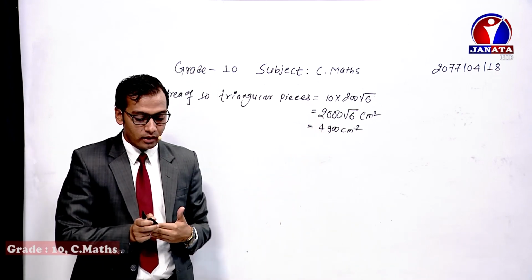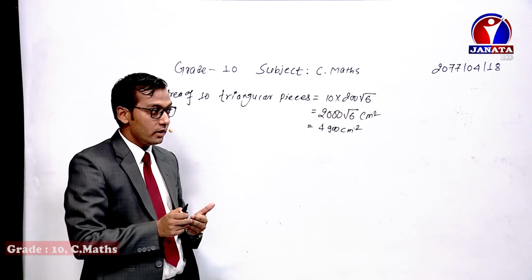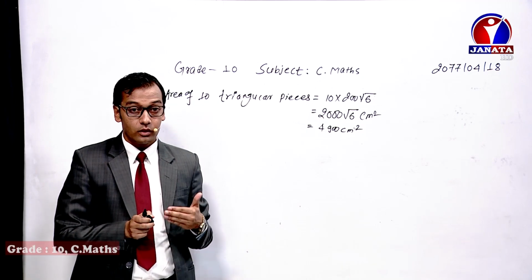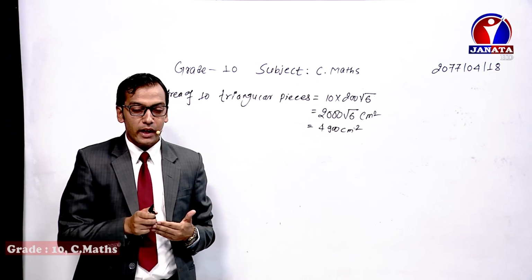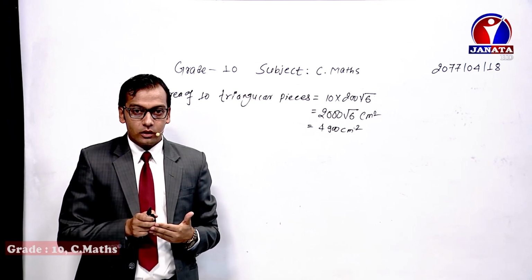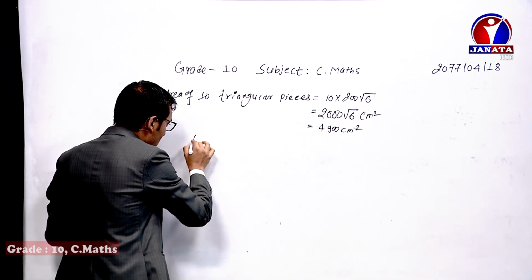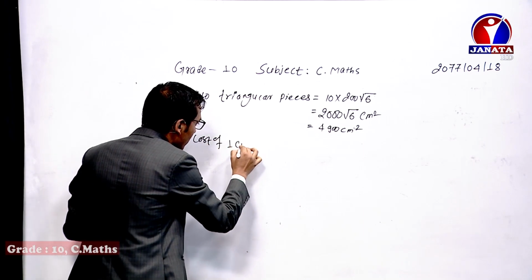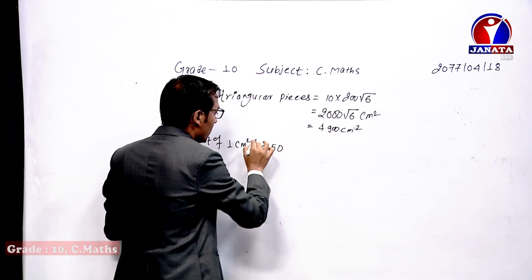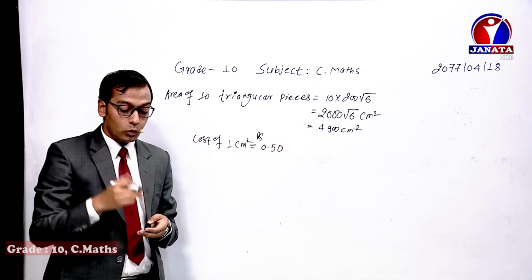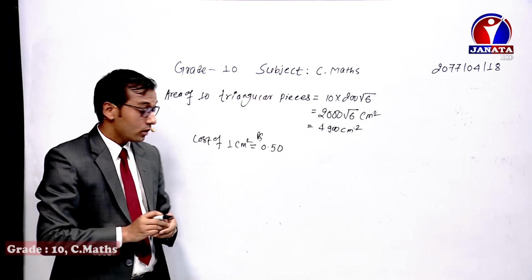Now what is the second part? Second part is, if the cost of 1 centimeter square cloth is rupees 0.5, find the total cost of cloth required. So if we know the area and rate of cost, we can simply find the total cost that is required for making such an umbrella. So what is the rate of cost? Cost of 1 centimeter square is given as rupees 0.5. So what is the total cost of this?